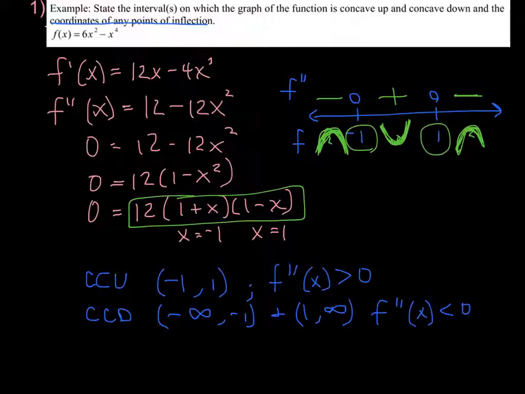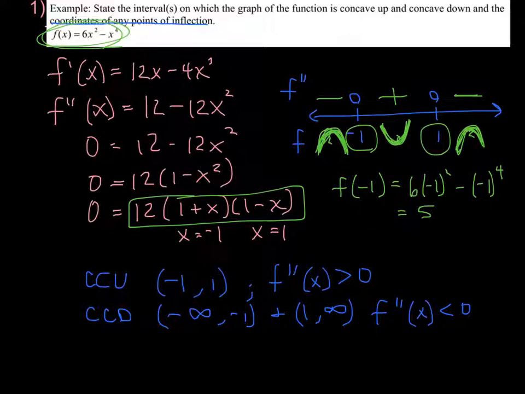And now this time, because I'm searching for the y values on the original f graph, I have to plug those back into the original. Okay, so I'm going to say f of negative 1 is equal to 6 times negative 1 squared minus negative 1 to the 4th. So that would be 6 minus 1, which would be 5. Okay, and then my second point would be f of 1. And plugging that in, I have 6 times 1 squared minus 1 to the 4th. Same thing, it's going to be 6 minus 1, so 5.